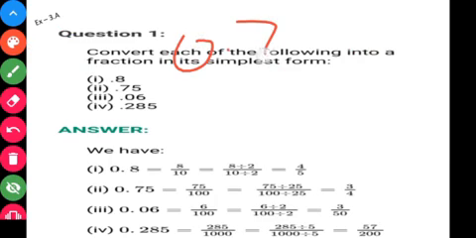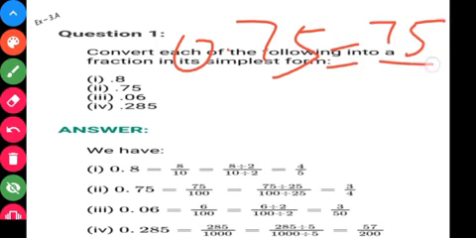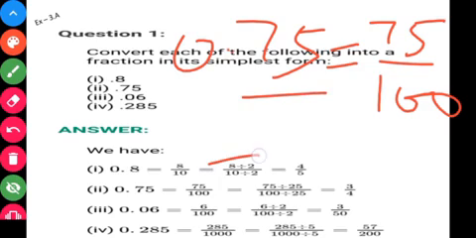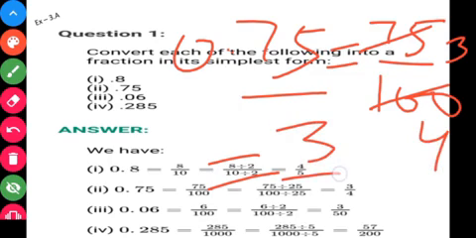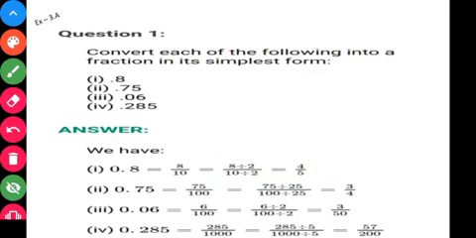Similarly 0.75 is given. So 0.75, how many places here? 2 places. So 75: first you remove the decimal point and then write 100, divide by 100. Here it is a 2 place decimal, so divide by 100. Now simplify this. 25 threes are 75, 25 fours are 100. So this will be 3 by 4. Understand? Now similarly you can do the remaining part of question number 1.